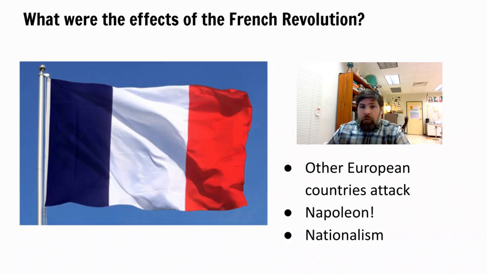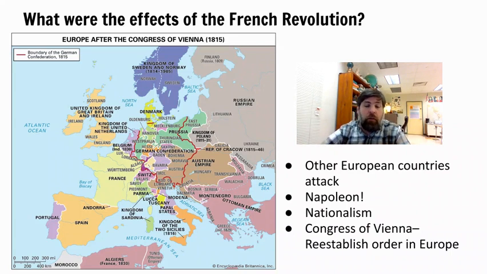And then after Napoleon was defeated eventually, another effect of the French Revolution was that all the leaders of all the different European countries came together at a big meeting called the Congress of Vienna, where they redrew the lines of Europe and tried to reestablish order. And we're going to talk about this in more detail in another unit, but I just want to set up for you the fact that nationalism and the Congress of Vienna were both effects of the French Revolution.